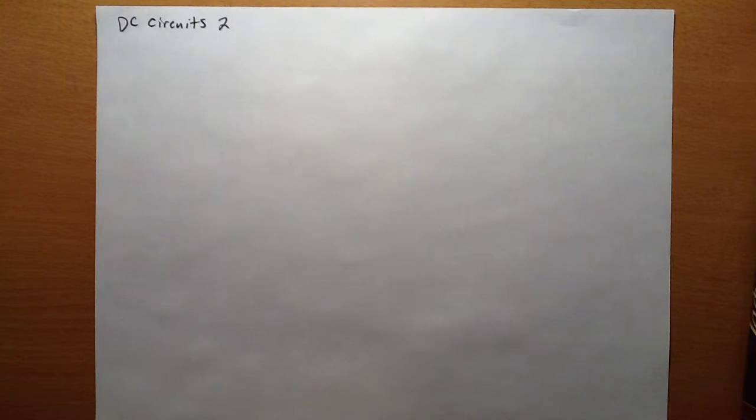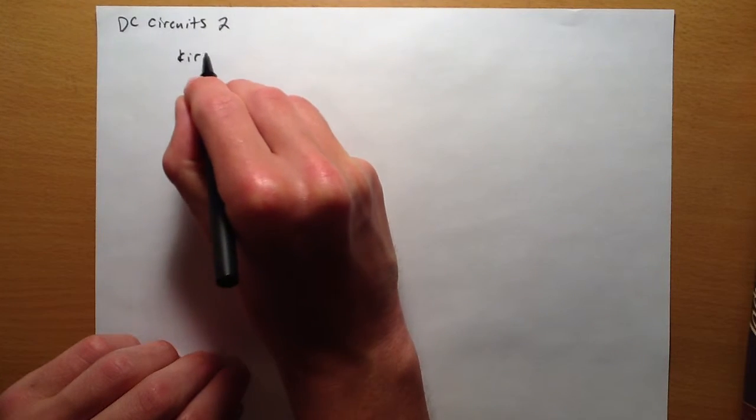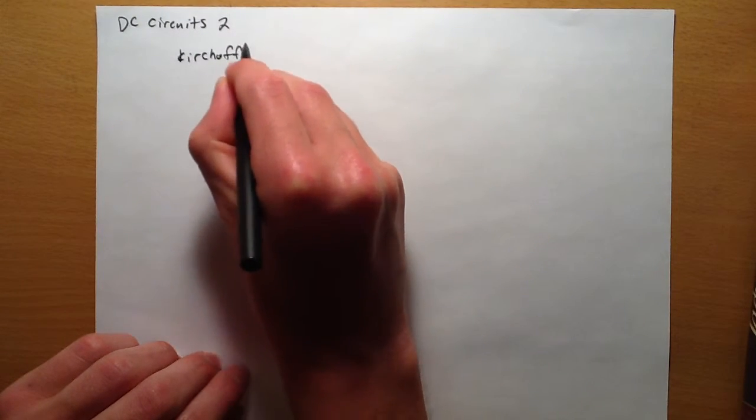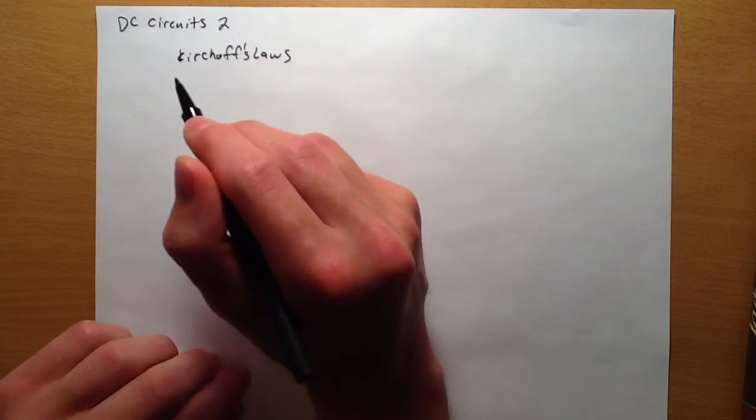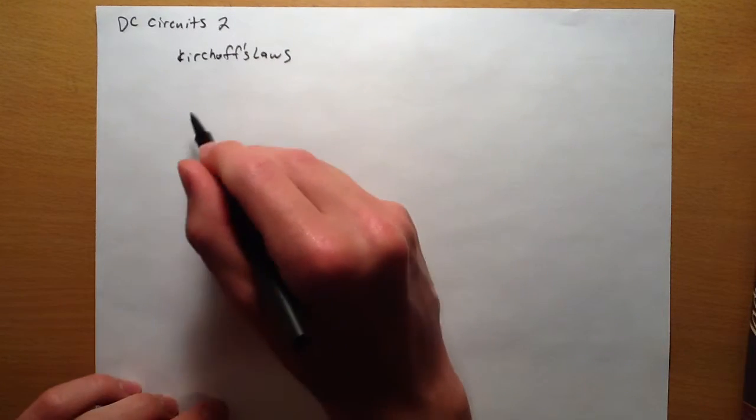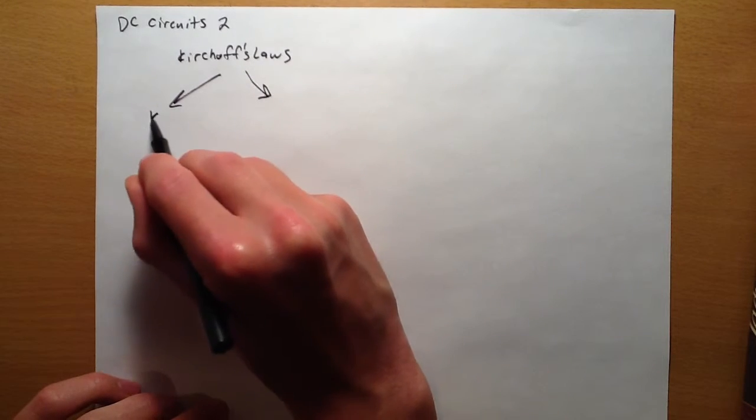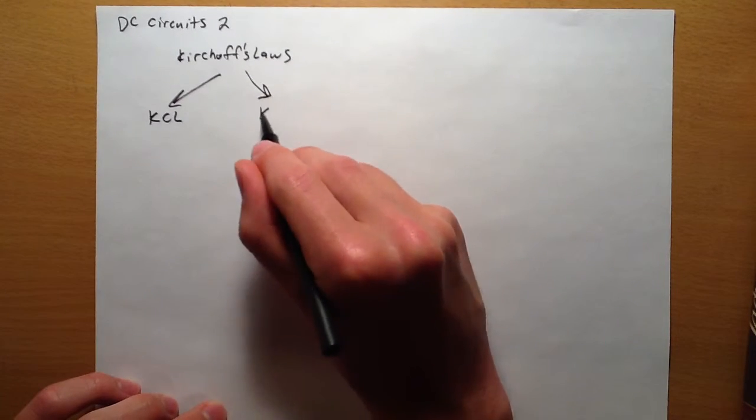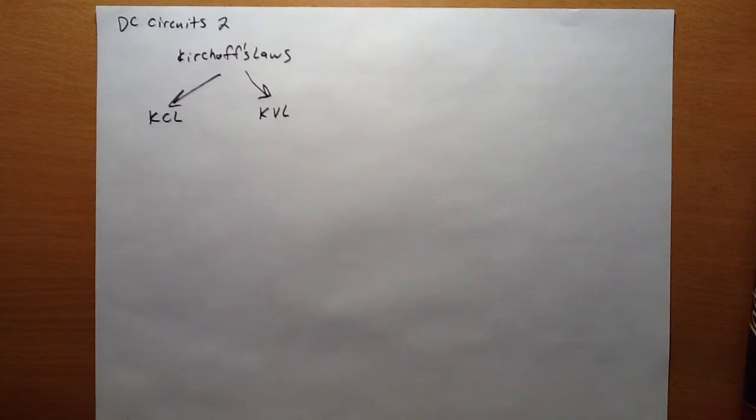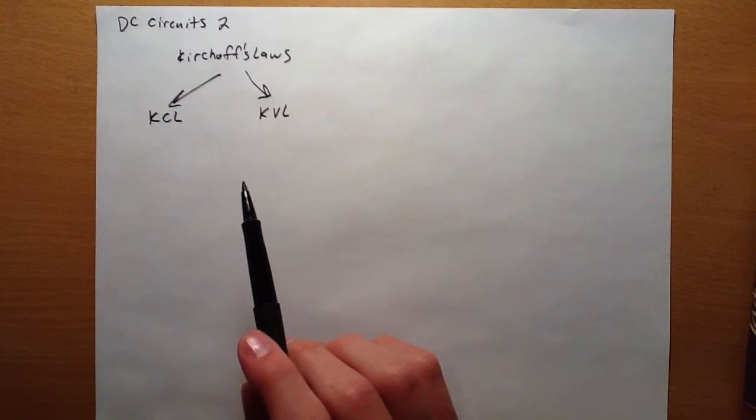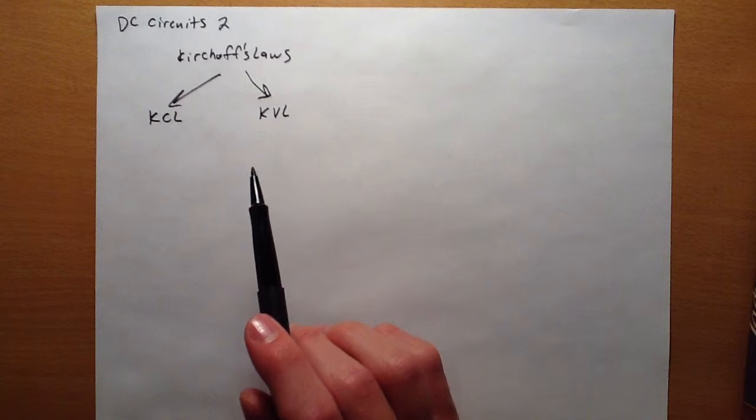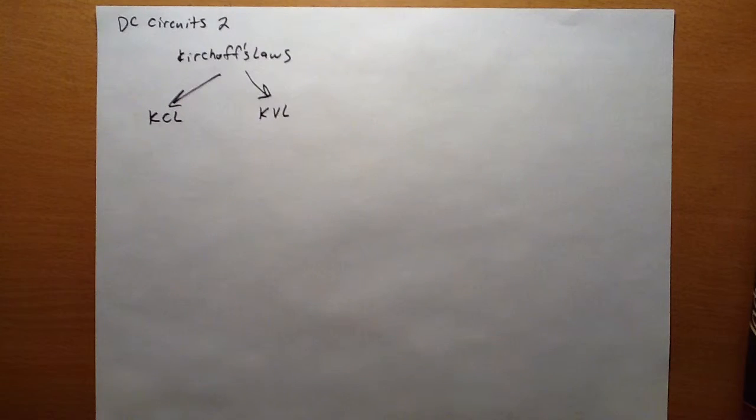In the last section, we introduced DC circuits. Now we're going to further our discussion with some more interesting concepts. And the first thing we're going to talk about is Kirchhoff's laws. Kirchhoff has two laws. He has KCL and KVL. KCL is Kirchhoff's junction rule or Kirchhoff's current rule, and KVL is Kirchhoff's loop rule or Kirchhoff's voltage law.